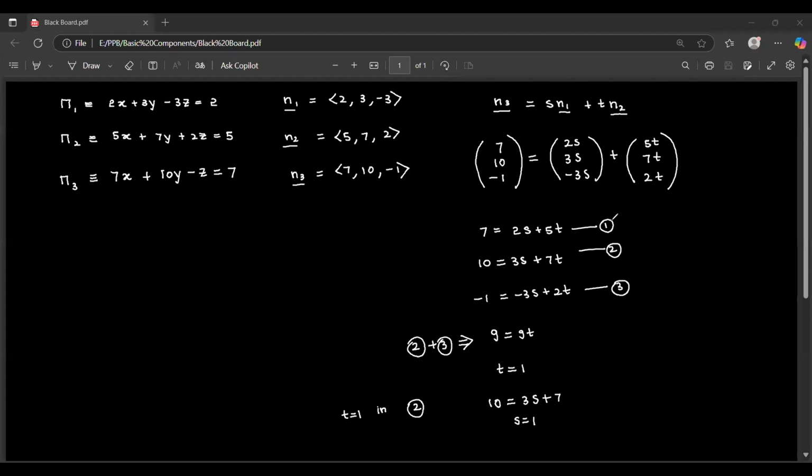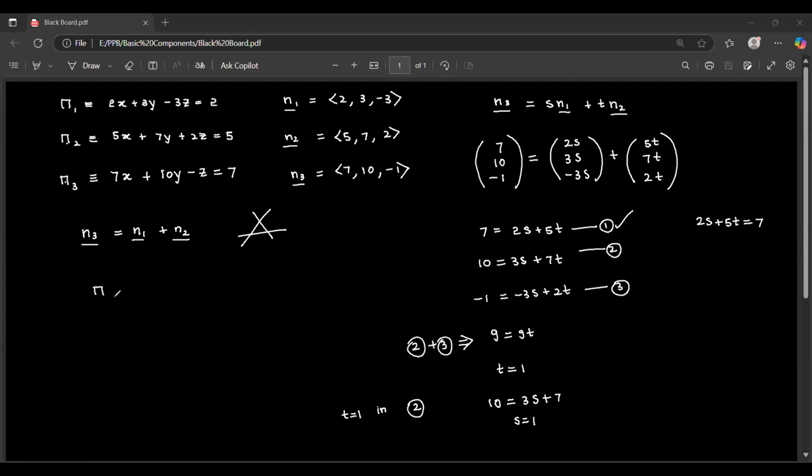How can I verify whether these values apply for all three equations? I have to verify from the first equation. The first equation says 2s plus 5t, so that equals 7 actually. So this verifies. So I can write down these three equations such that n3 equals n1 plus n2. So they are actually intersecting like this. But this is not what we wanted to find. We wanted to find whether they intersect at a single line. That's what we wanted to find. So here, let's check for pi 1, pi 2, and pi 3.